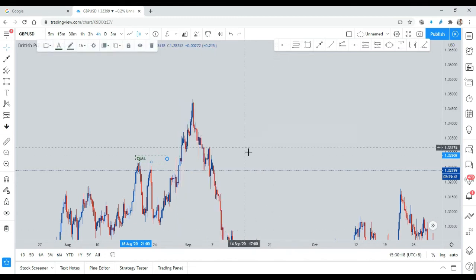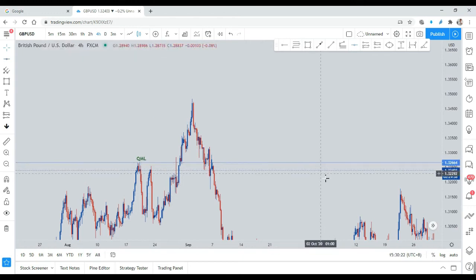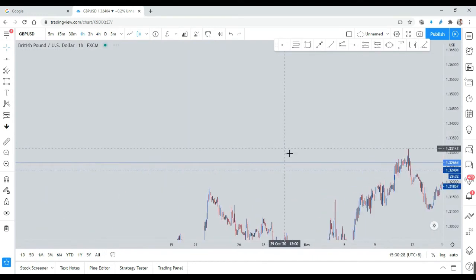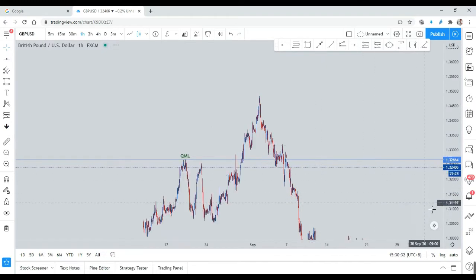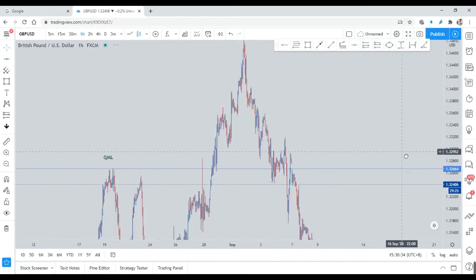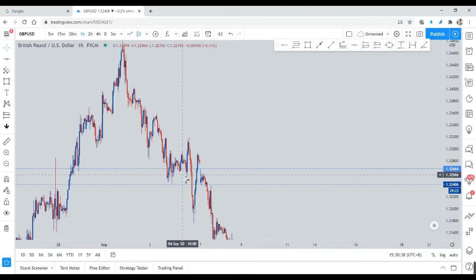QML. Alright, we label our QML. I put my line on my QML. Okay, that is not all. Then what we do is that we go to a lower time frame. We look for MPL. QML is not important. I do not want to know where the QML is right now. QML is just a signal to tell me that the price is reversing.